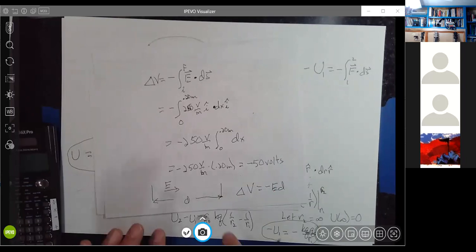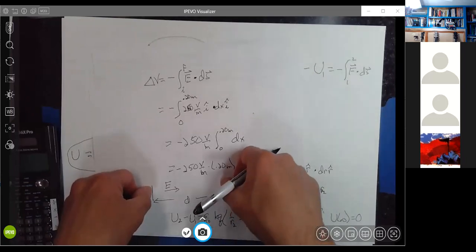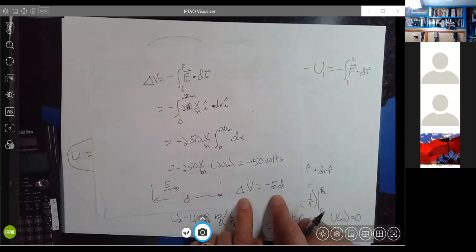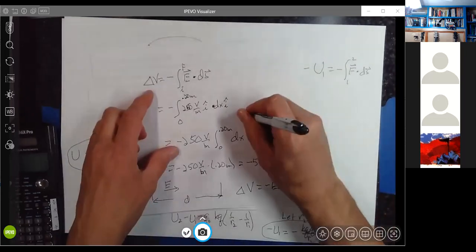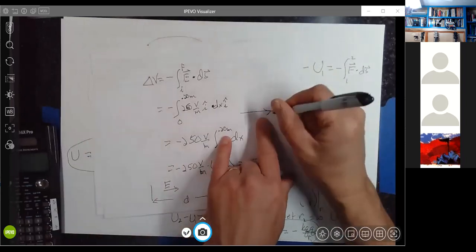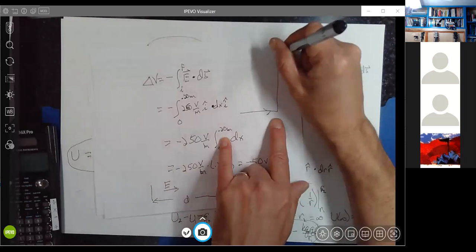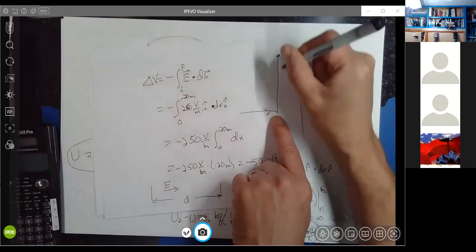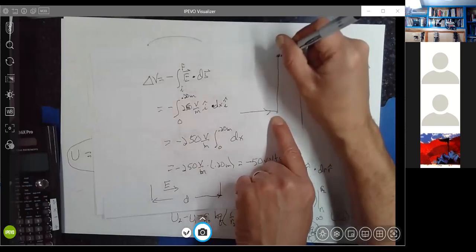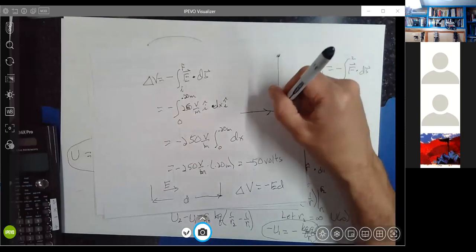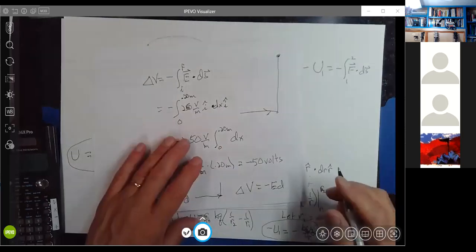And if you have a uniform field and you're moving parallel to it, the change in potential is just equal to that electric field times the distance that you move along a line parallel to the electric field. So in this case, we actually went parallel to the electric field for 20 centimeters, and then perpendicular to it for 50 centimeters, but there's no change in the electric potential if you're going perpendicular to the field, because the electric field does no work when you move perpendicular to it.